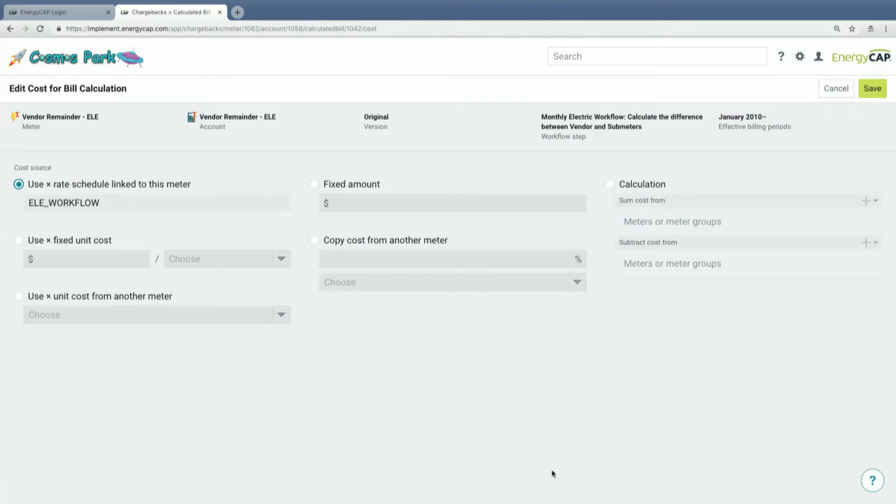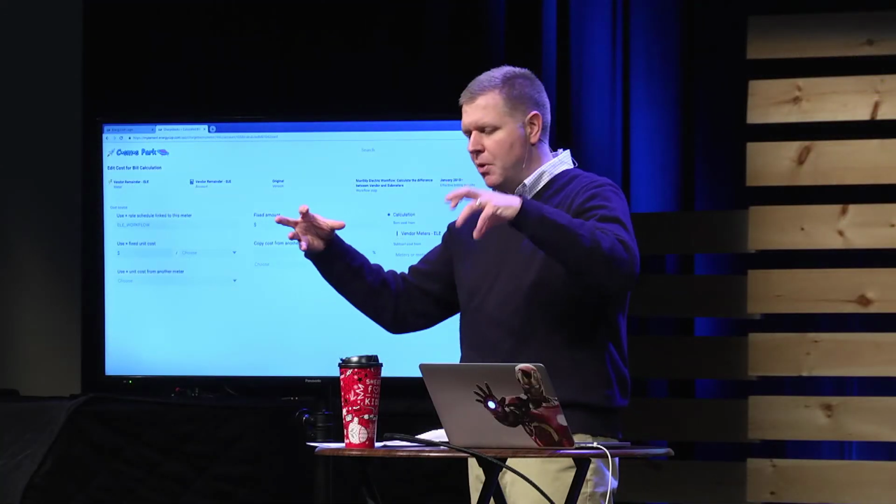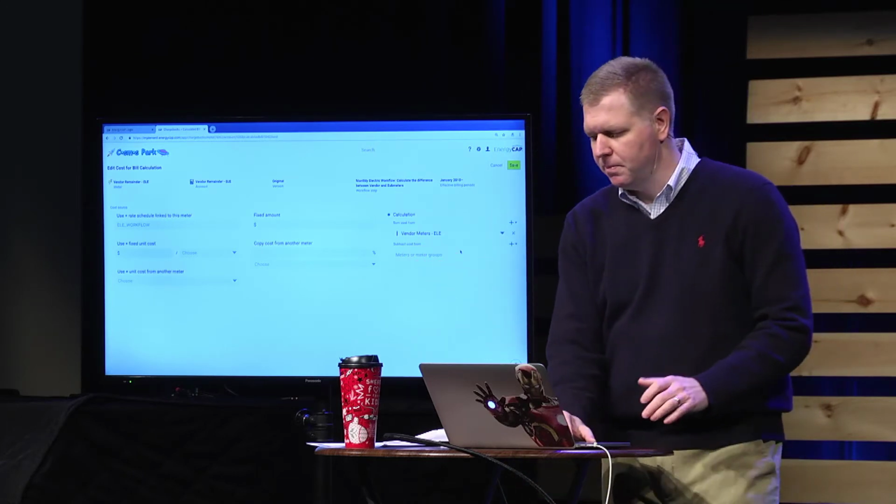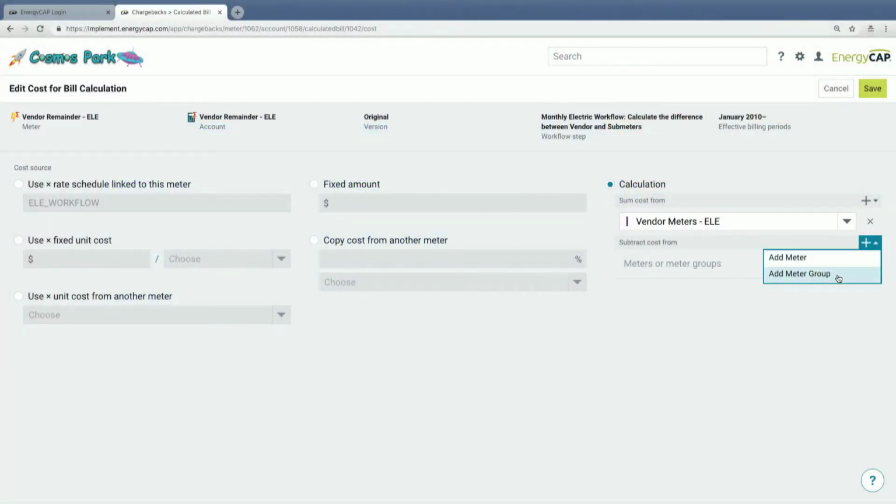And just to show that there are many different ways to accomplish the same thing, on the cost side, although we're doing the same thing, we're taking our vendor bills and we're subtracting our submeters here. I'm going to use a group for my vendor bills. I already had a group called vendor meters. It'll take both of those 2 bills and add them both together before it does the subtraction. The mathematical result will be identical. It just shows some different options that are available in the system. And again, we're going to subtract out our submeters.